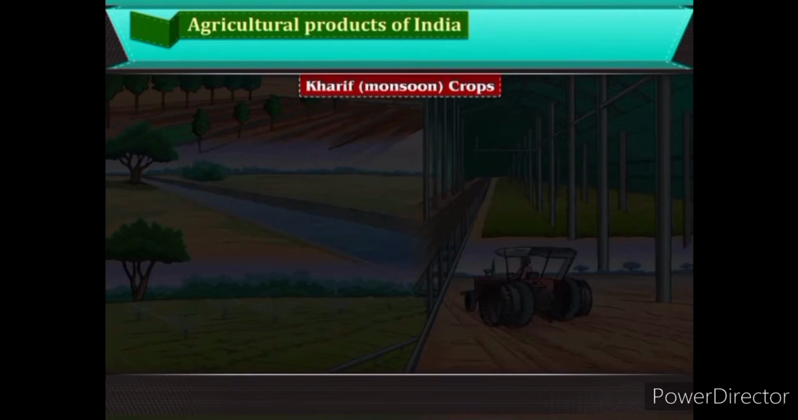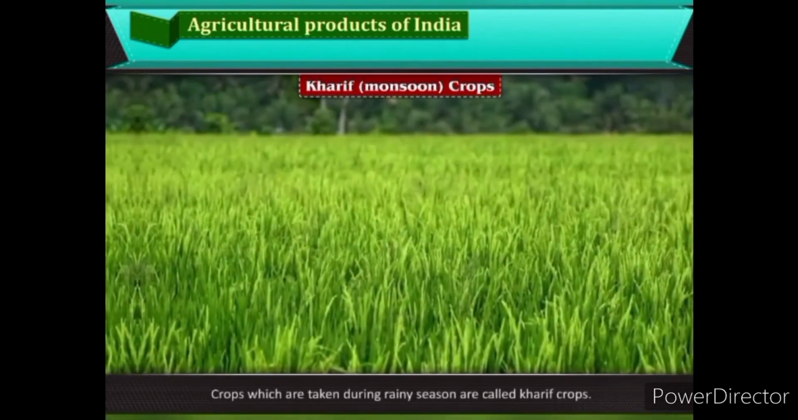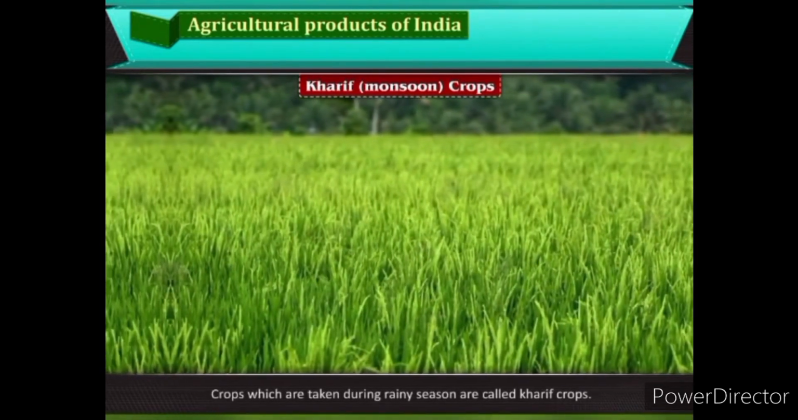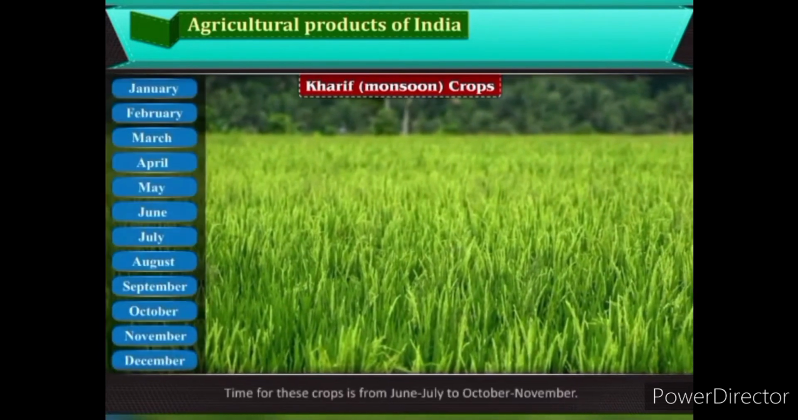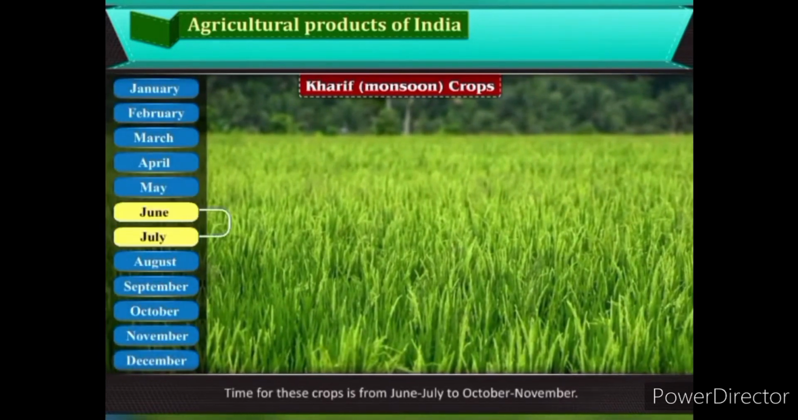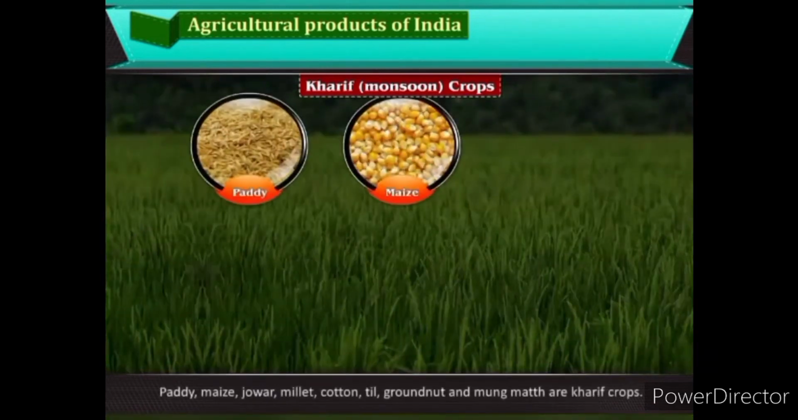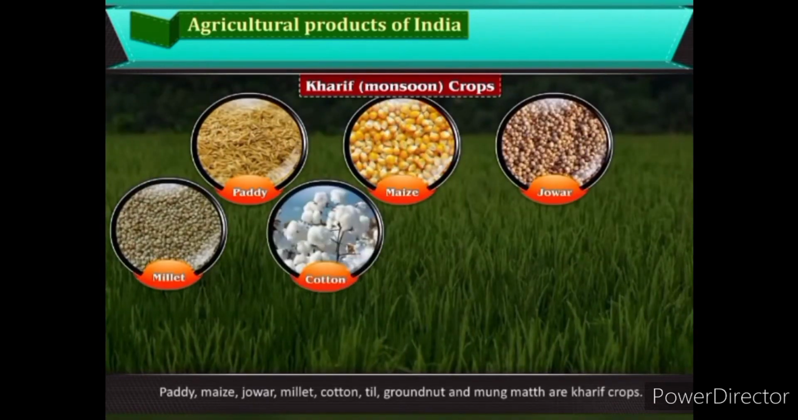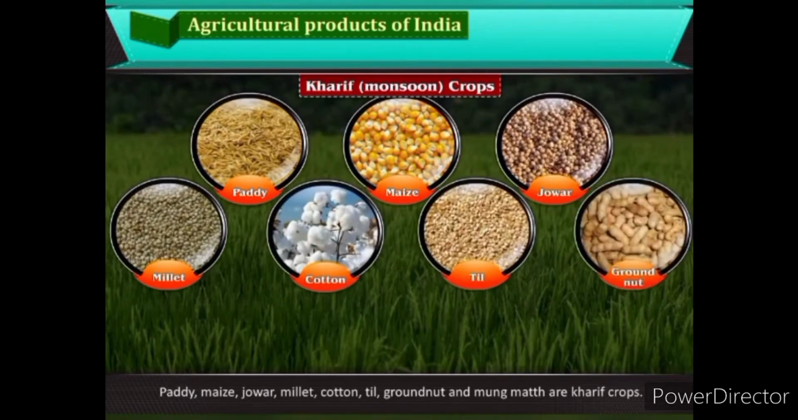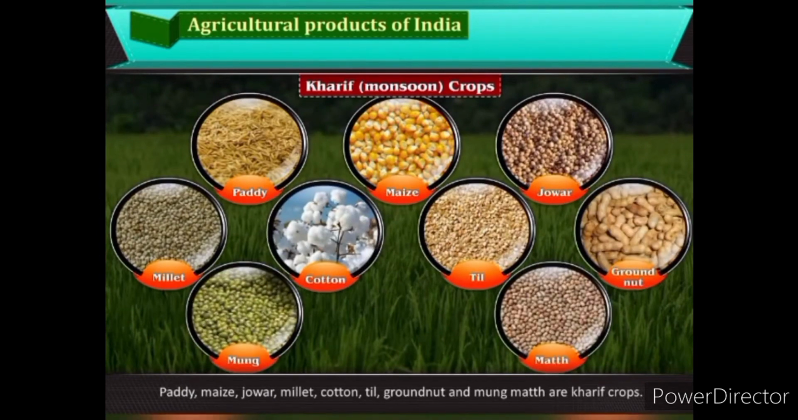Kharif, monsoon crops. Crops which are taken during rainy season are called Kharif crops. Time for Kharif crops is from June-July to October-November. Paddy, maize, jowar, millet, cotton, til, groundnut and mung are Kharif crops.